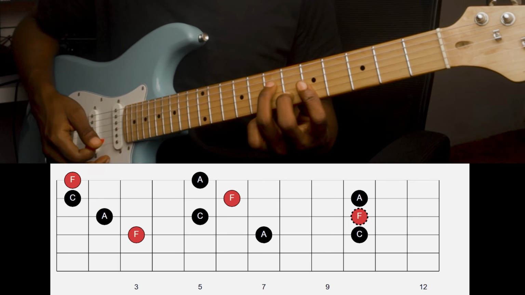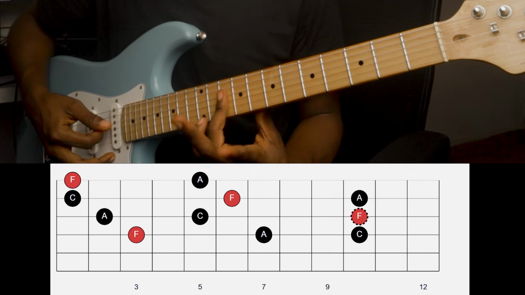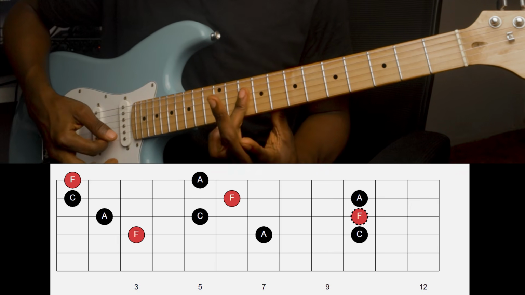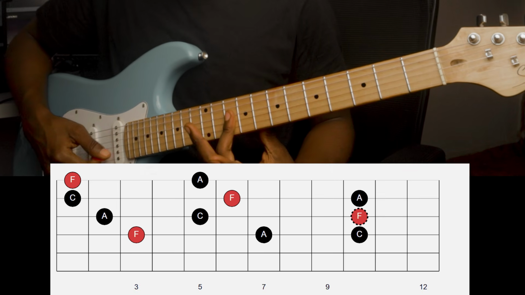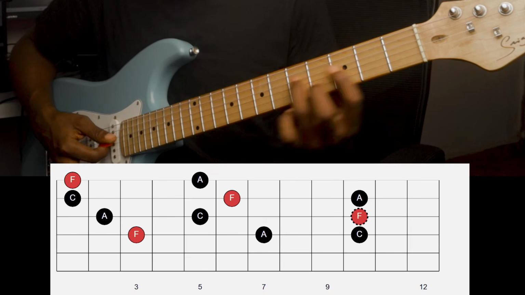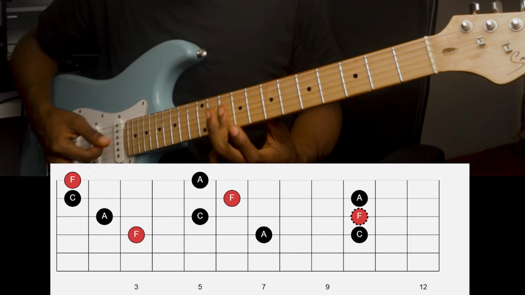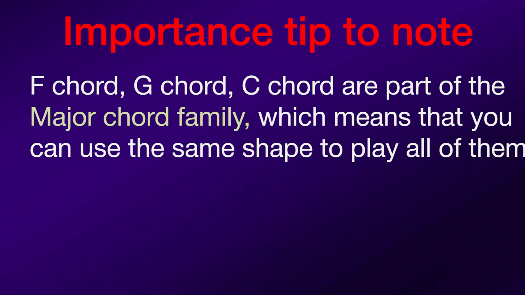Then the last inversion is your C. It's like this. It's on the 10th fret. Okay, so altogether F is F, A, C. Don't get lost. Please make sure you're practicing this step by step so that you don't miss out on any of these points. Okay, so the good thing is that the F, the G, and the C, they are major chords. They are part of the major chord family.